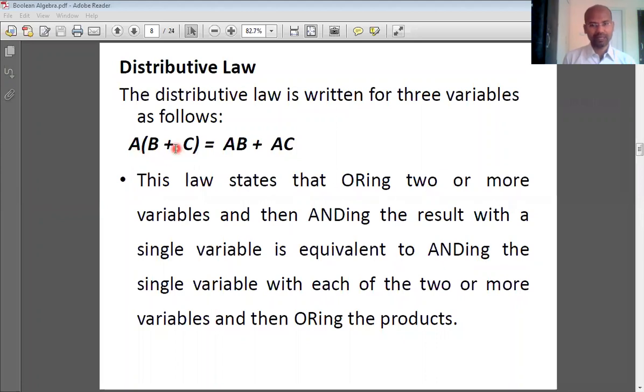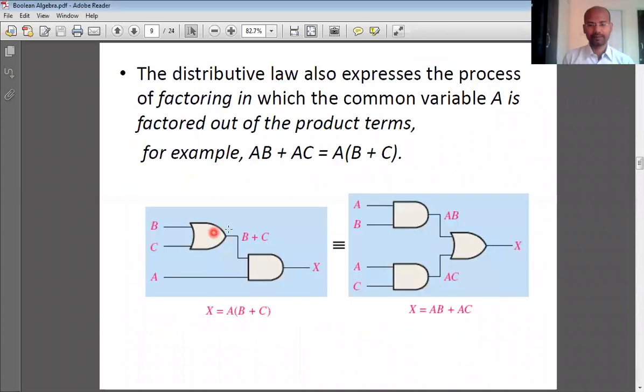Means we need to perform B with C, or OR operation, means B is ORed with C. What gate we need? OR gate, right? What is the output of that OR gate? B plus C. That result is to be multiplied with A, and the operation is AND. So we need one OR gate for this and one AND gate to multiply this result with A, right? Let's see, that is shown in the next slide.